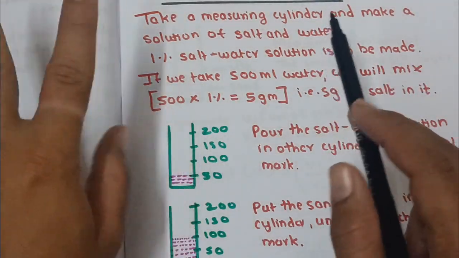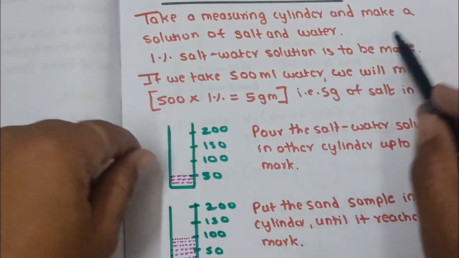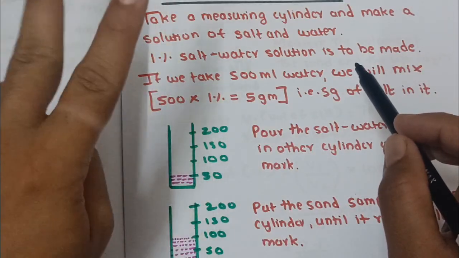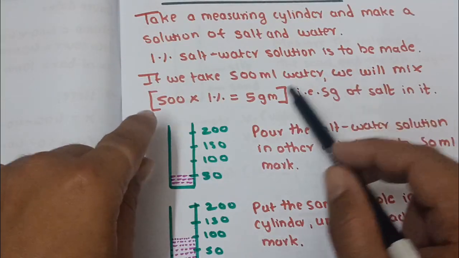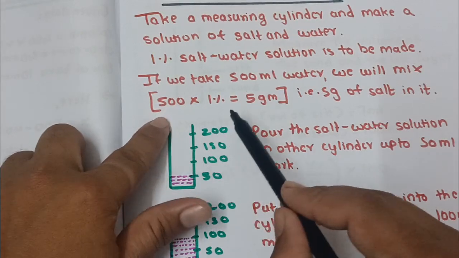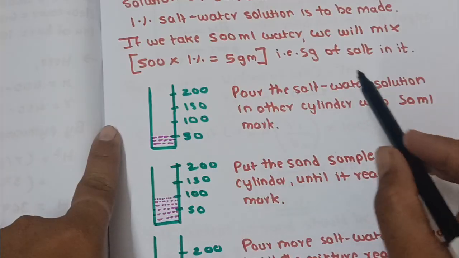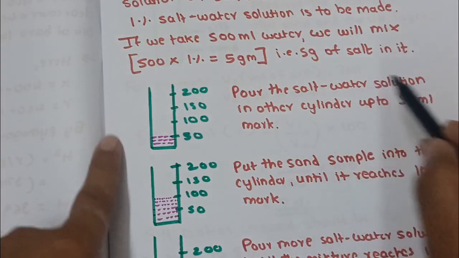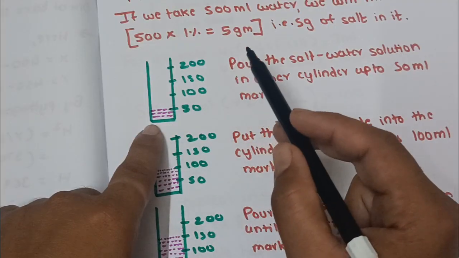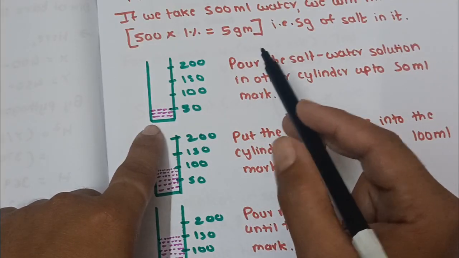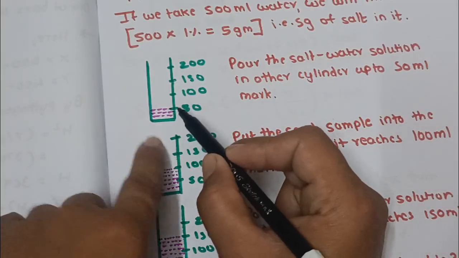We have to take two measuring cylinders. Two measuring cylinders are kept. In one measuring cylinder we have to make this solution of salt and water. Then pour the salt water solution in the other cylinder up to 50 ml mark. This is the second cylinder. In the first cylinder we have made salt water solution. In the second cylinder we have to put that salt water solution up to 50 ml mark.